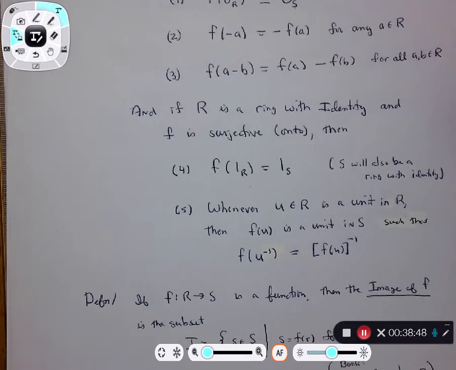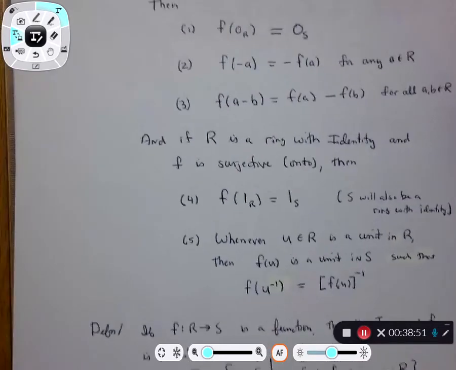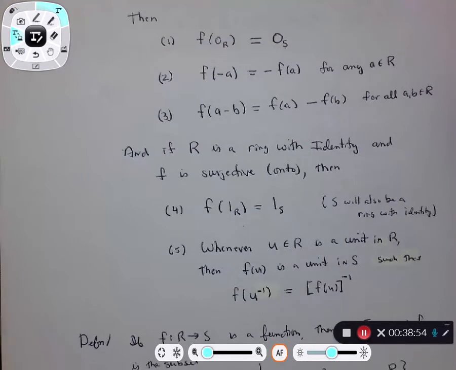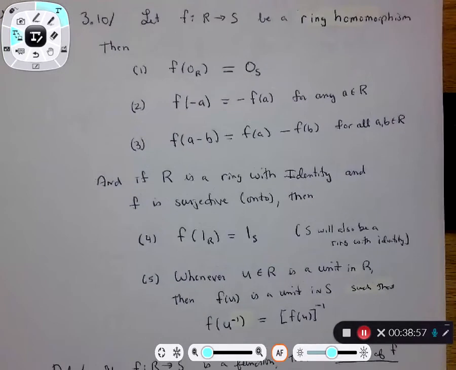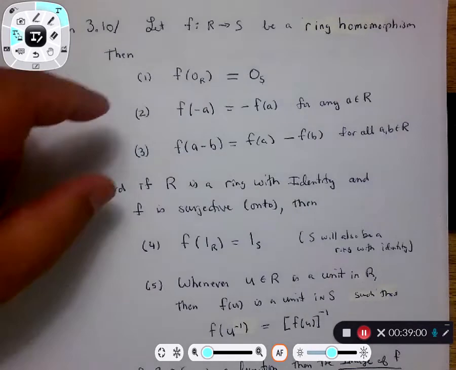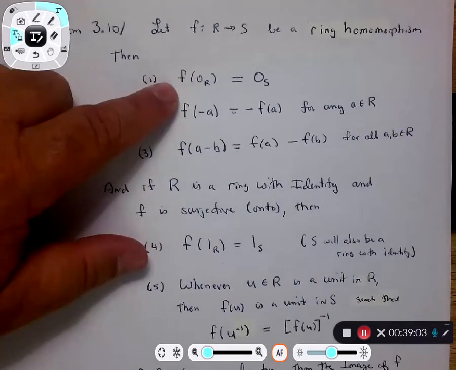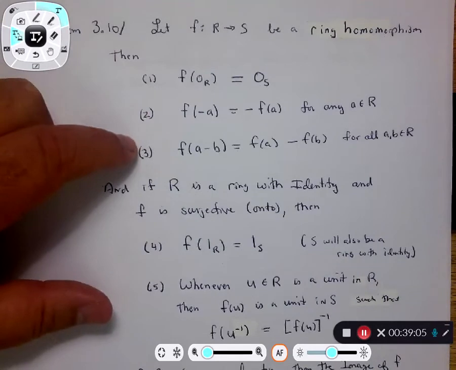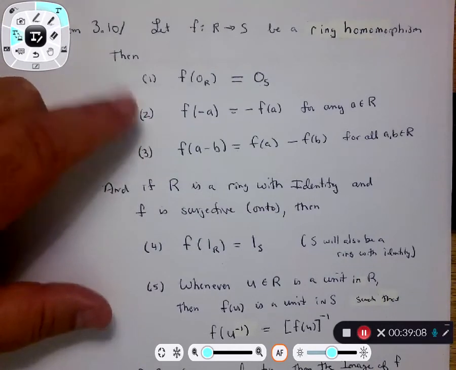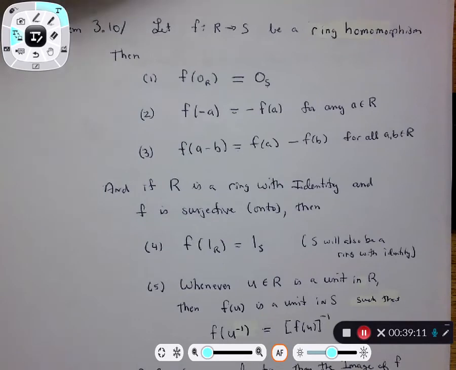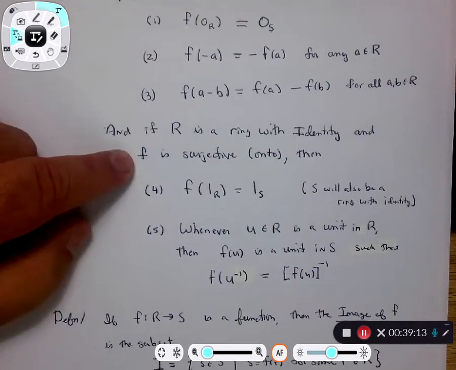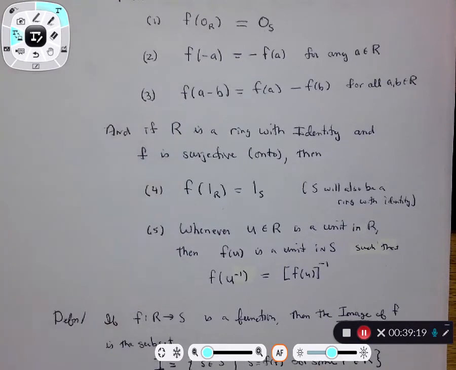Okay? So under Theorem 3.10, we have a lot of properties to disseminate here. Standard 3 properties: F of 0R equals 0S, F of negative A equals negative F of A, and F of A minus B equals F of A minus F of B, all under homomorphisms. And if I happen to have R as a ring with identity and F is a surjective map, it has to be onto, so everybody over there in S world gets mapped to, then F of 1 in R equals 1 in S, and whenever U is a unit in R, F of U inverse will be equal to F of U, quantity inverse.